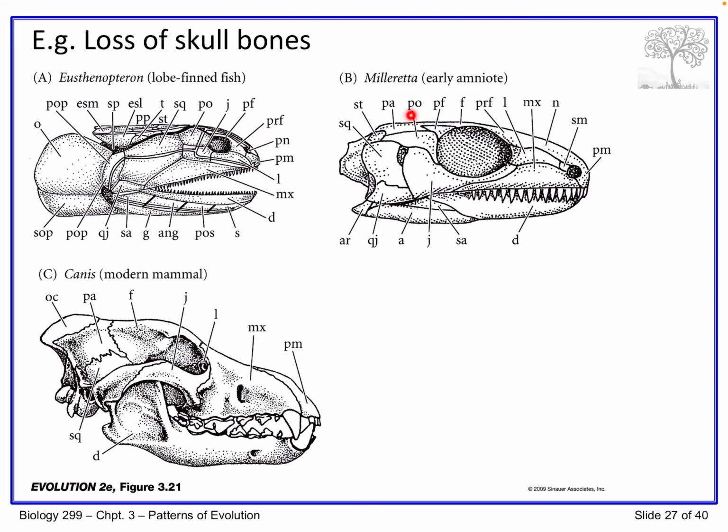Here we have an early amniote. So this would have been a fully terrestrial early vertebrate, basically. And you can see that there's fewer bones, still complex, but fewer bones than we had in Eusthenopteron. And then compare that to a modern dog skull, and you see quite a bit fewer bones even so. So this is yet another trend that we see here, in terms of decreasing complexity.